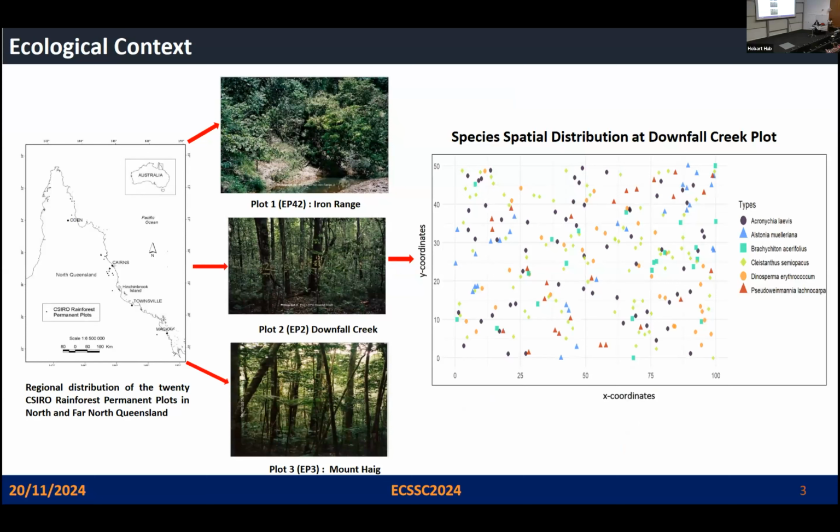But in this photograph, you can see examples of 3 plots. You can see here there are vibrant species available in these plots. This graph shows the distribution of the species in the Downfall Creek plot.